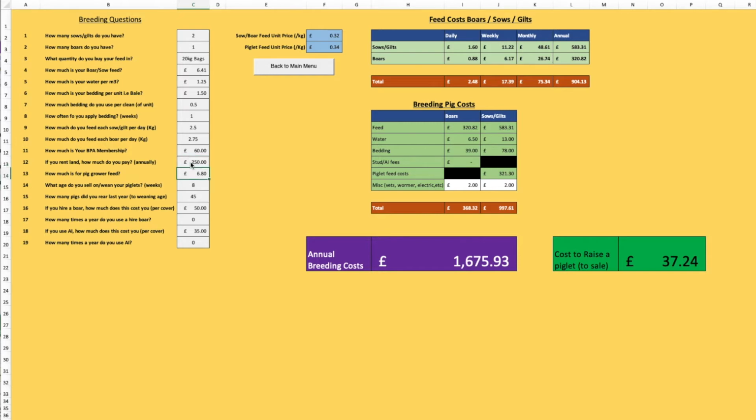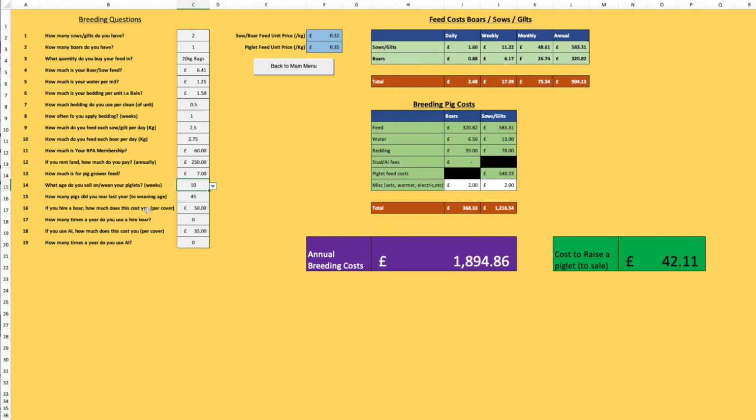And then this factors in the next cost, which is your pig grower feed, so how much it costs again per unit, and that's based upon this input here of 20 kilos. So it's typically dearer. I'm going to say this time it's £7 a bag, and that I sell my weaners at 8 weeks. I can go on to say I sell them at 10 weeks, and obviously that factors into the cost. And then there's also, if you're hiring out your boar, you can factor in some of your savings here.